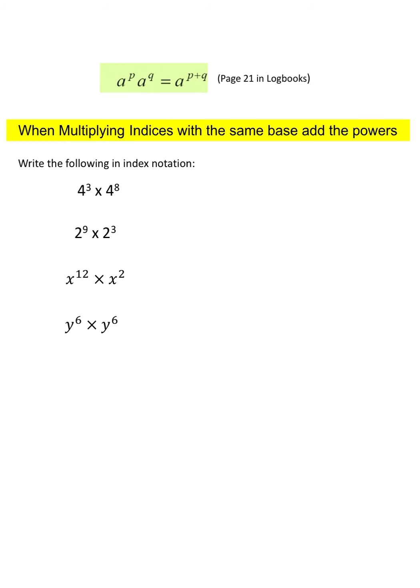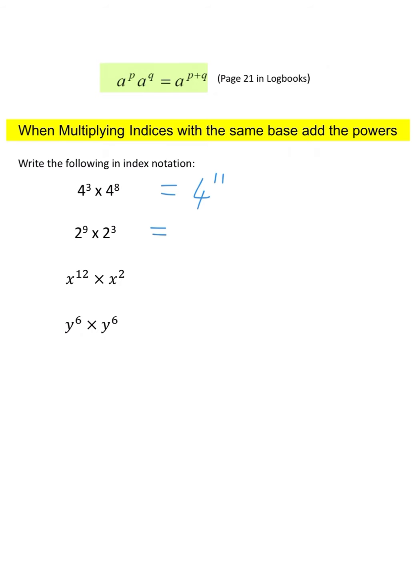Okay, so there's certain rules now that you need to know, and luckily these are on page 21 of your logbooks. And now the first rule is when you're multiplying indices with the same base, we add the powers. So if you look at the first one there, we have 4 to the power of 3 times 4 to the power of 8. So all we need to do is add the powers. So that would be 4 to the power of 11. Like they're telling us up here in the formula, so a to the power of p times a to the power of q, and you just add p and q.